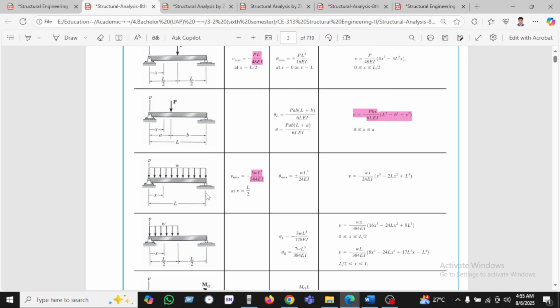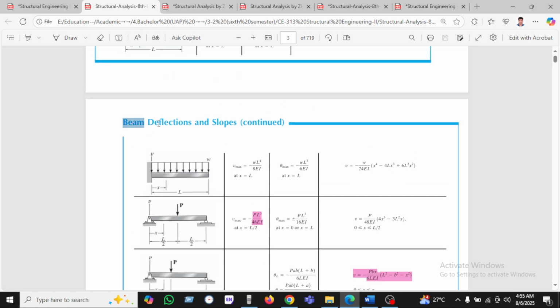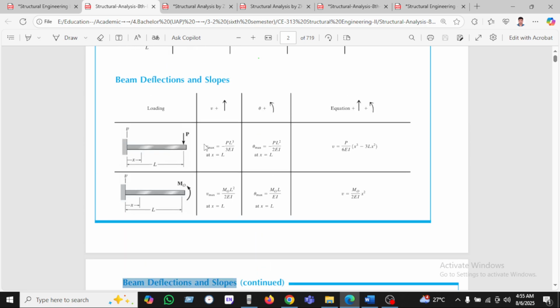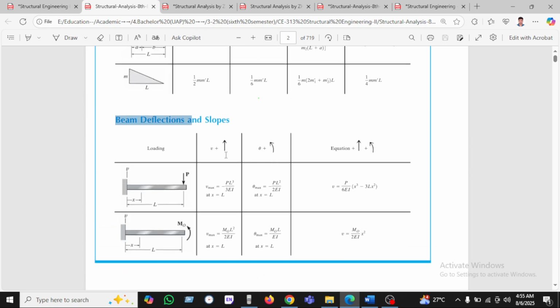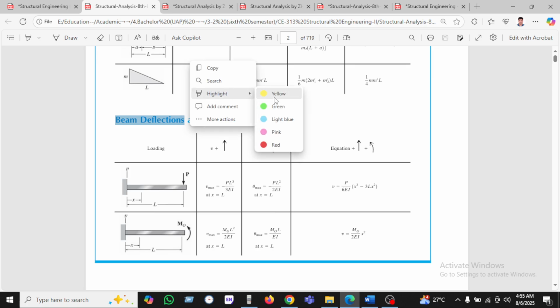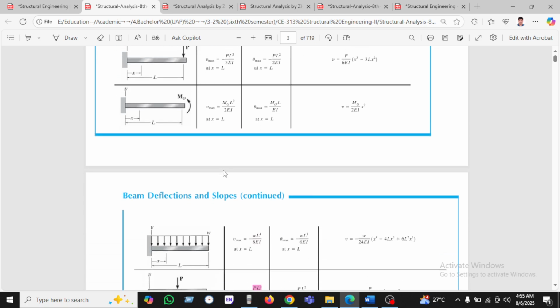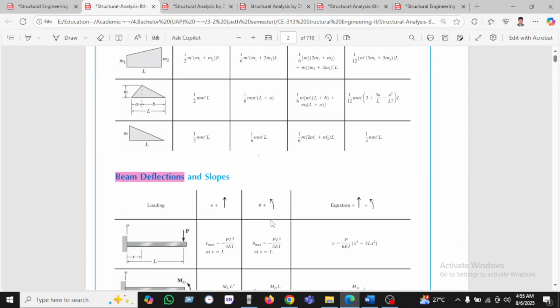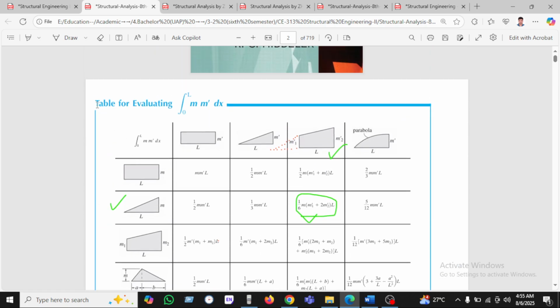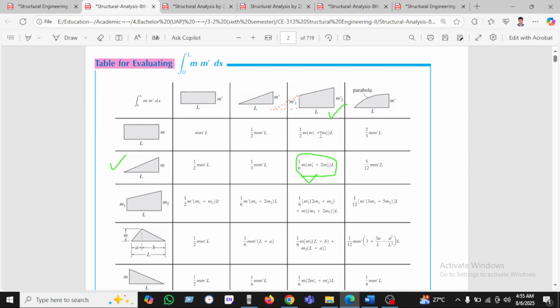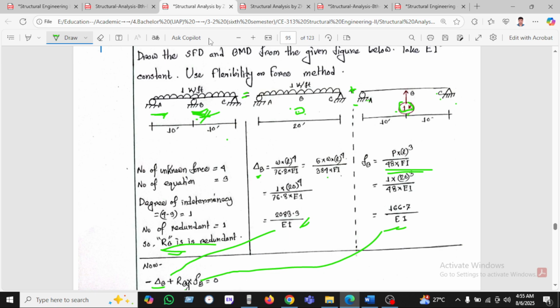This is the Hibbeler book. I am giving the reference again and again. This is the beam deflection and slope table. This is the deflection, this is the slope, and this is the equation. So we have just been using the deflection formula. Now we can use a table for evaluating M and M prime. So this is the table. How can we use it? Let's see an example, then it will be clear.